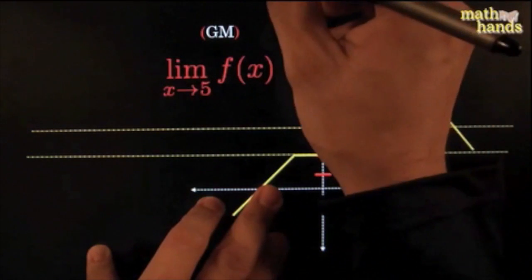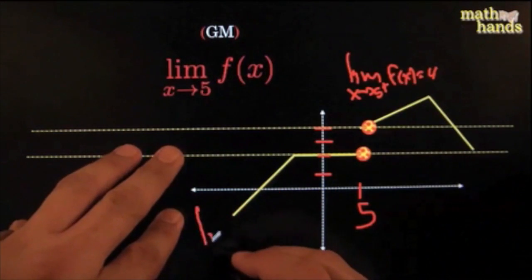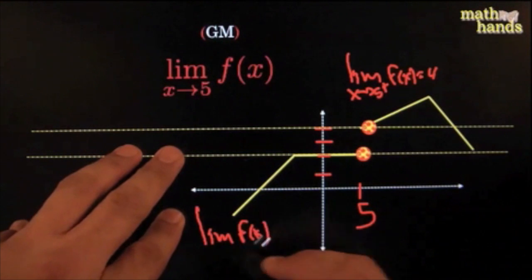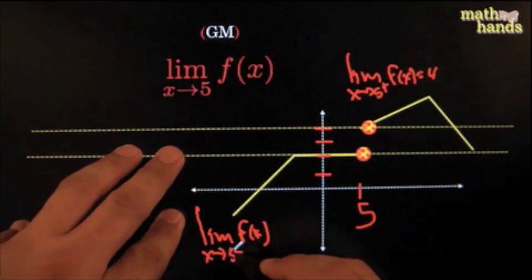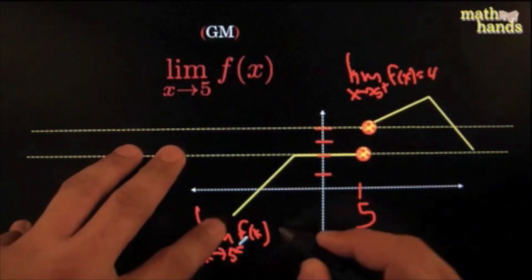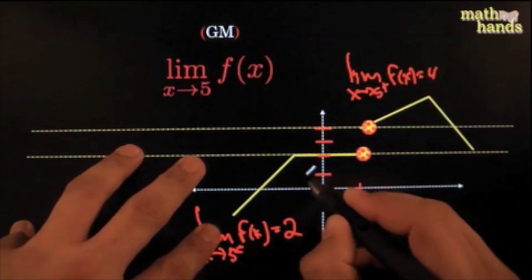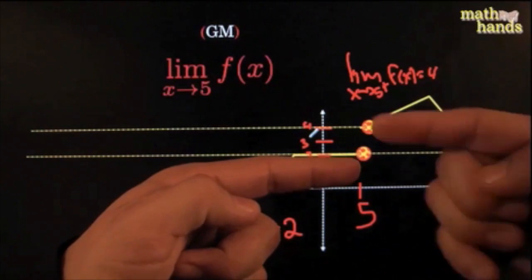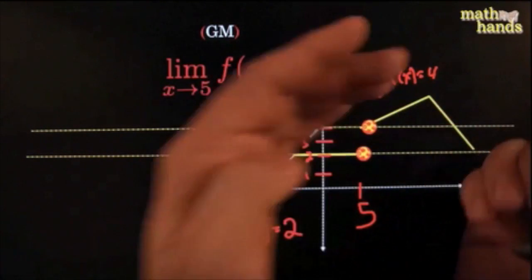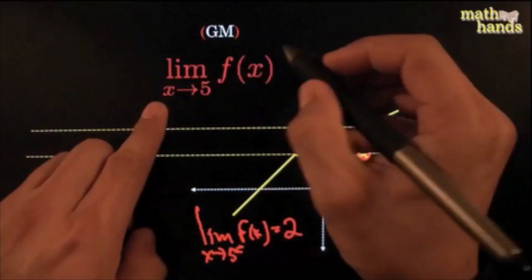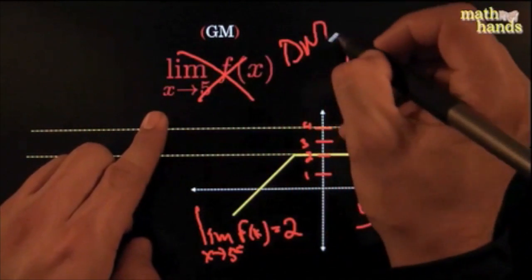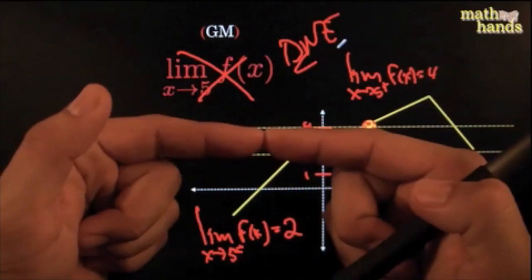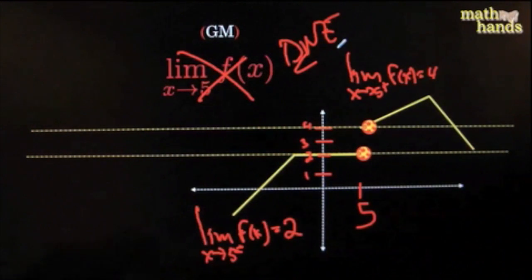And so I would say that the limit of the function f of x as x goes to 5 from the left, that's a little minus, is equal to 2. 1, 2, 3, 4. From the left is equal to 2, from the right is equal to 4. We've got a right limit, we've got a left limit, but we don't have a two-sided limit because they don't match. You get it?